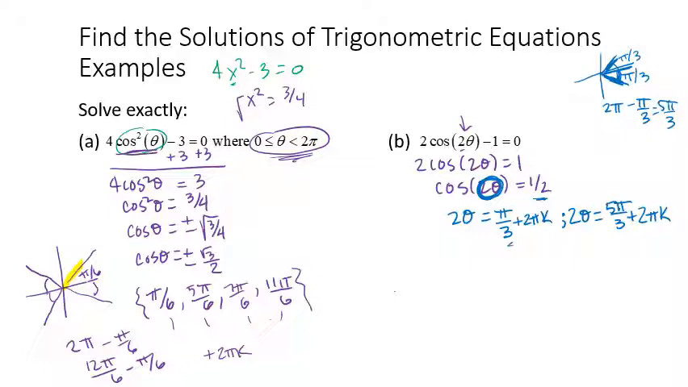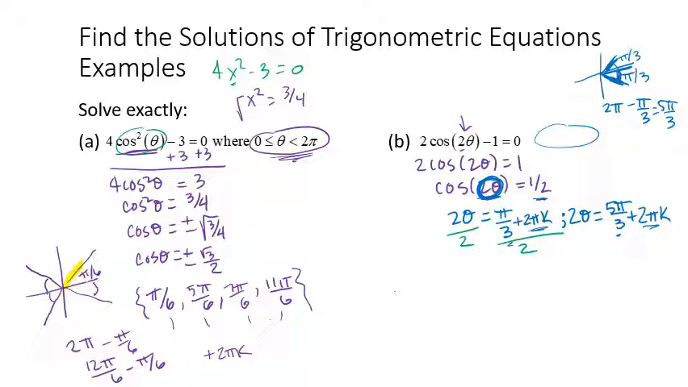Okay, so I found my 2 angles, and then I have to add the revolutions because I don't have a restricted domain. So what's inside the cosine isn't just theta this time, it's 2 theta. So whatever theta is, I have to double it, and when I double it, I need to get these answers. So to solve for theta, right now theta is getting multiplied by 2. What's the opposite of multiplying by 2? Dividing by 2.